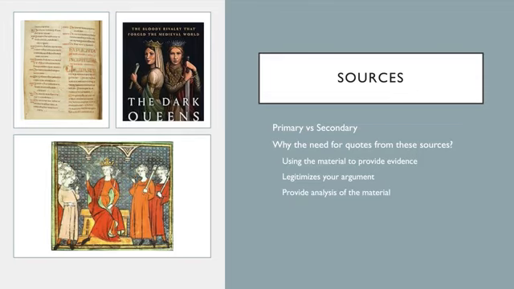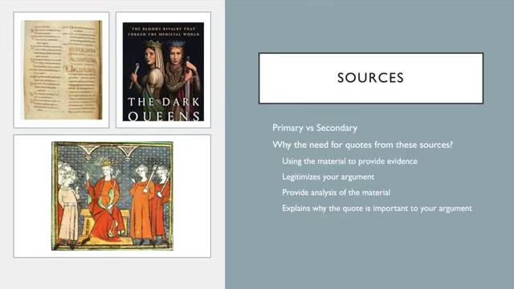In addition to legitimizing our argument, it helps us provide analysis. Like I said earlier, many of these primary sources are biased. They have their own goal, their own agenda. Not that they're lying, but we need to be critical of them. So by using direct quotes, we can show the reader, here's the quote, but then provide some insight as to what the quote is saying.